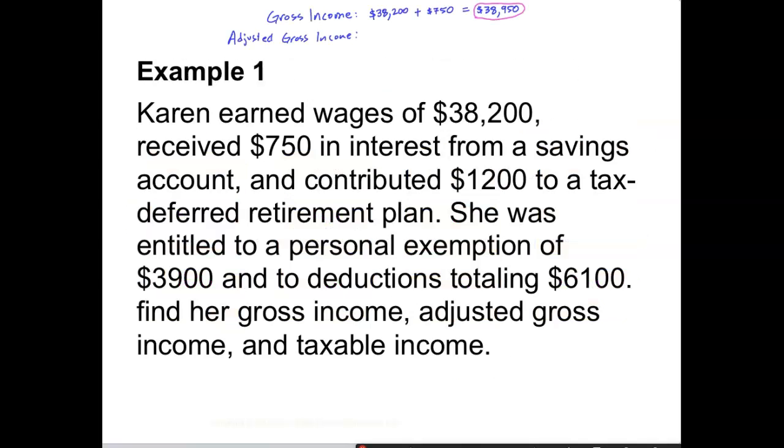So Karen contributed $1,200 to a tax-deferred retirement account. So we're allowed to take that out of her gross income. So subtract the $1,200. She's not going to be taxed on that. All right, so that's $37,750. There's her adjusted gross income.